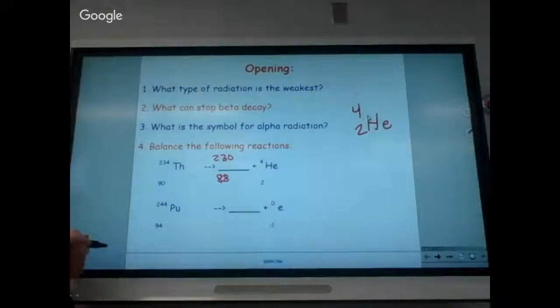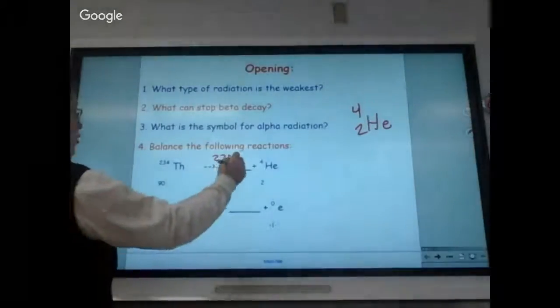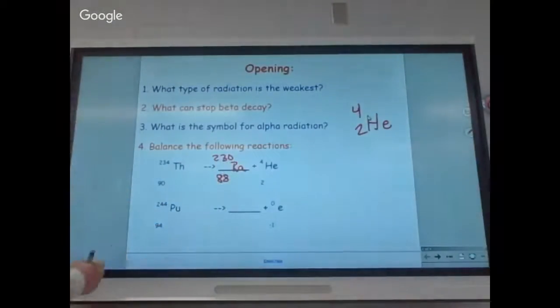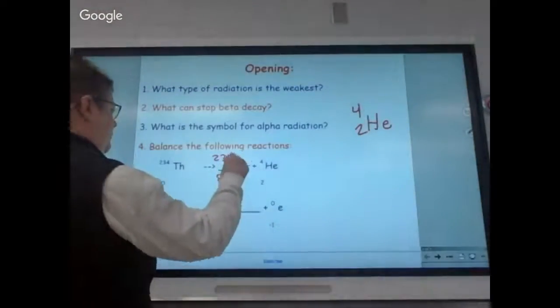So what element do I put there? Sleep? That's not an element. All right, what element goes there? R who? Ra. All right, and on the bottom? She said Ra, so I wrote it down. I hope it's right. Oh, let me write it above the line.